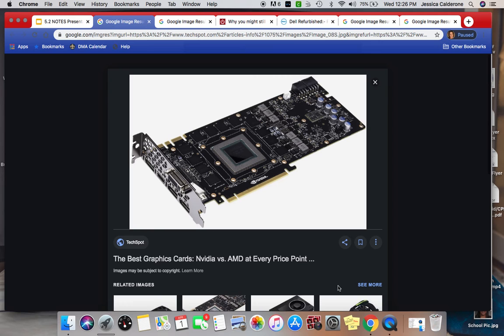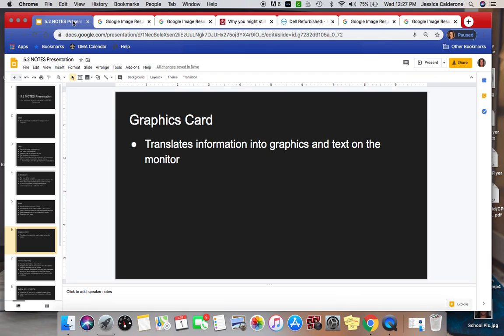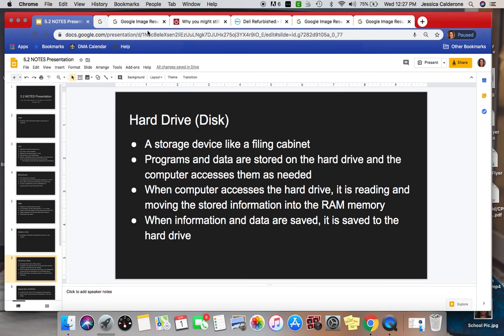Okay, so here's an example of a graphics card. Looking at the graphics card, it kind of looks like a mini motherboard, right? So what the graphics card does is it communicates everything that is going on inside the computer to your monitor. So everything that we see here, the colors, the text, the tabs, all of that, that's what the graphics card does. Okay. So now here we are with the hard drive.